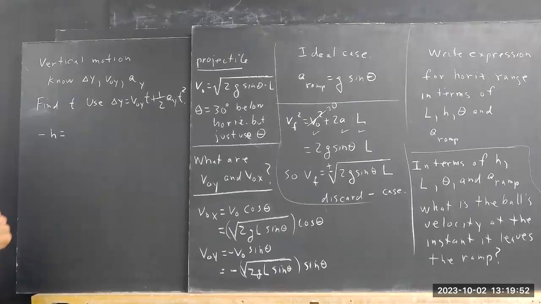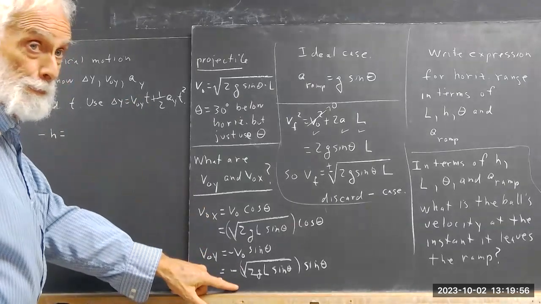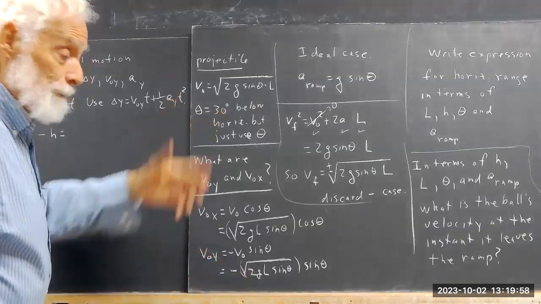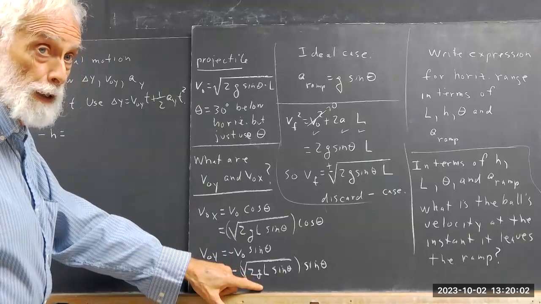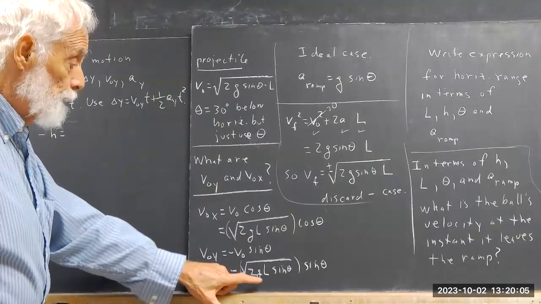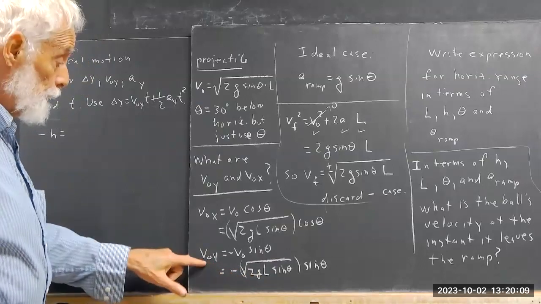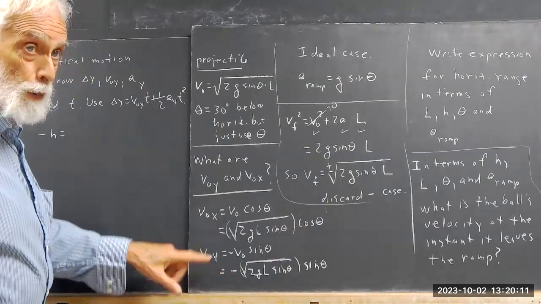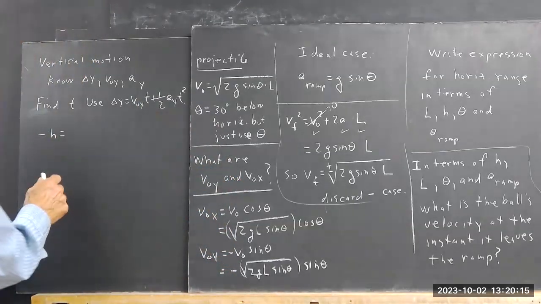Okay, so we've got negative H equals V naught Y. V naught Y was this. We look back and check, as good engineering, and ask: does that make sense? Yeah, that makes sense. Do the units work out? Dimensional analysis of GL, that's meters squared over second squared. The square root of that would be meters per second. Yeah, or length squared over time squared, however you want to look at it.